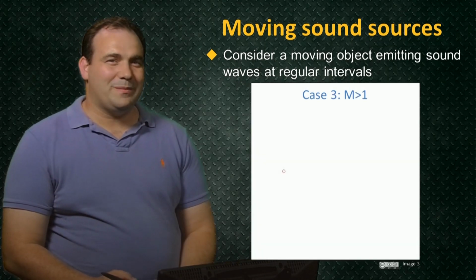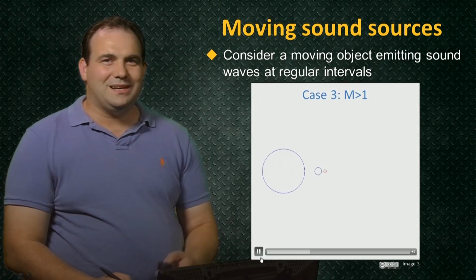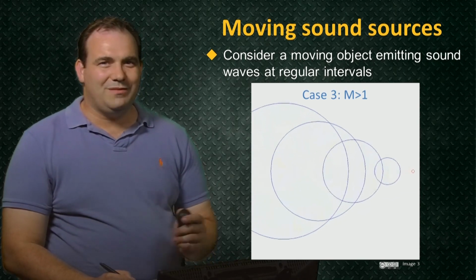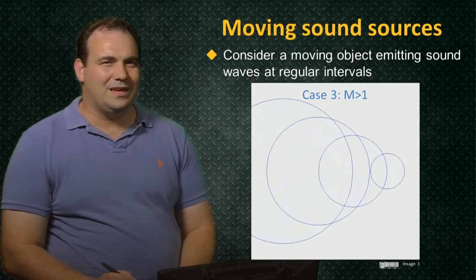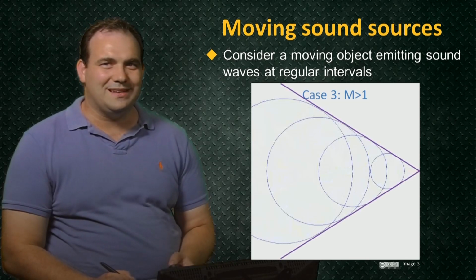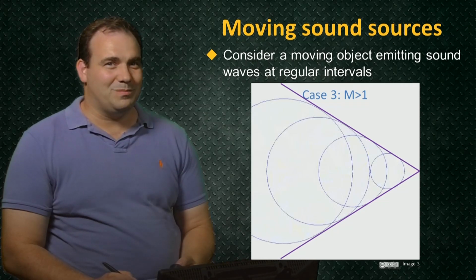Finally, let's examine what happens when an object is moving supersonically. The object now outruns all the sound waves it generates, leaving them behind in its wake. If you look carefully, you can see that the sound waves are all contained in a cone behind the object. This is known as the Mach cone.